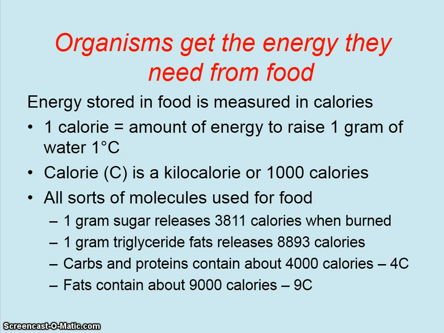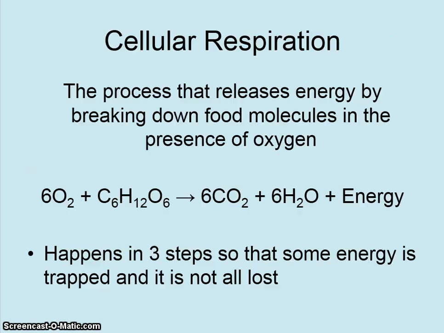The main thing is that your cells don't simply burn food and then release energy as heat. They break down the food molecules very gradually, capturing little bits of energy at each of the steps. And this enables the cell to use the energy stored in the chemical bonds of the food, like glucose, to produce ATP. Cellular respiration is basically breaking down sugar, glucose, and turning it into energy and waste products of carbon dioxide and water.